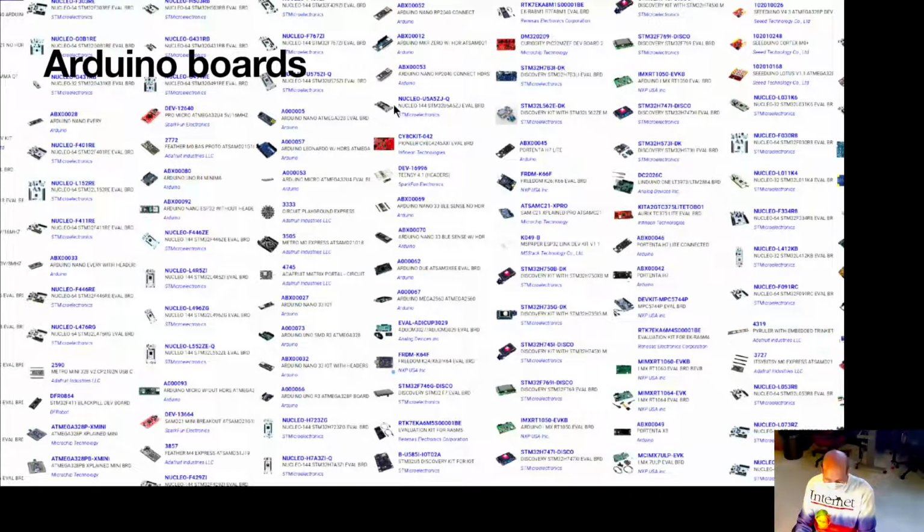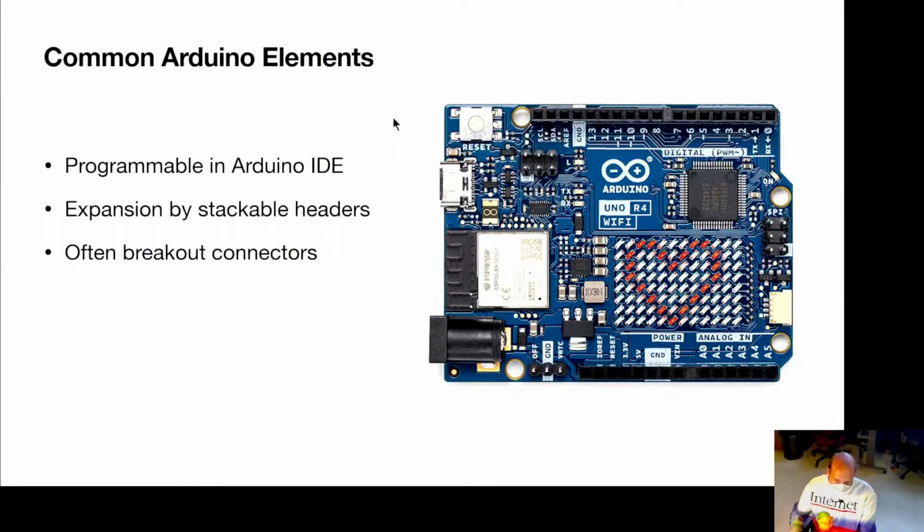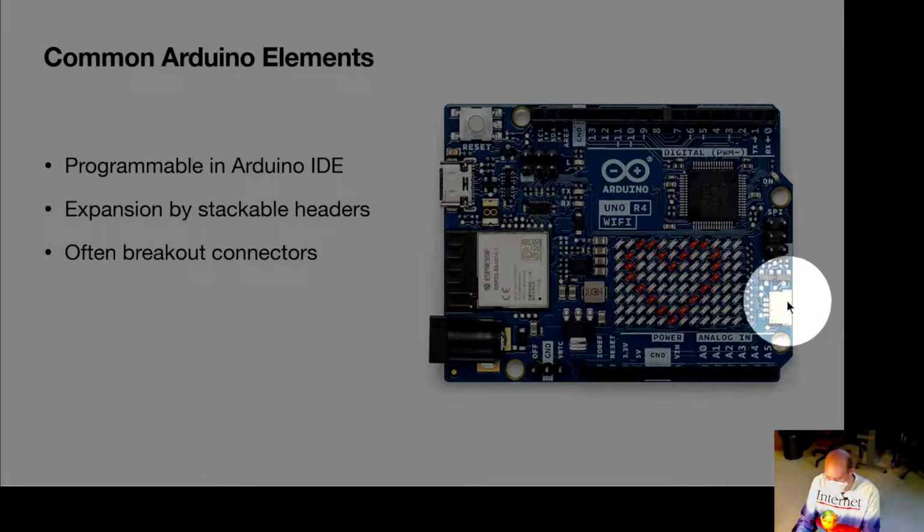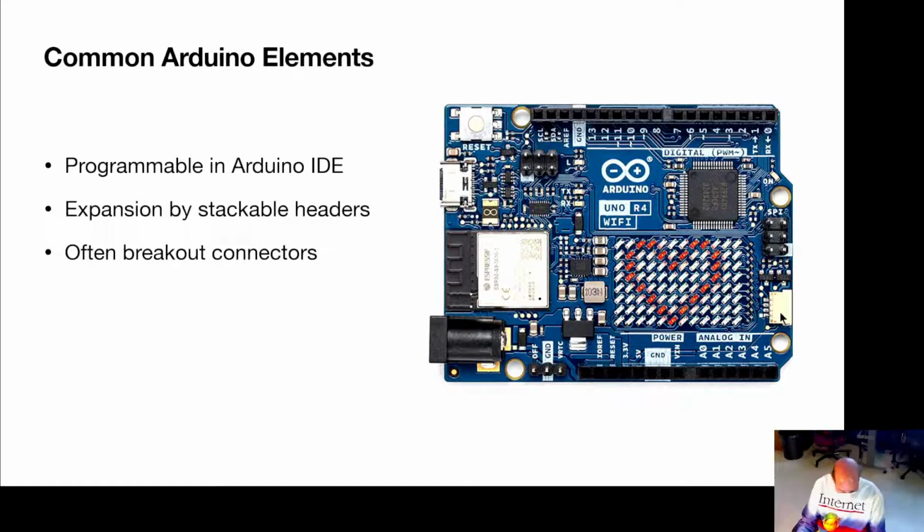And I'm going to start with a quick introduction to Arduino. So there's a huge mess of Arduino boards that you can search for. They all have a bunch of common elements that are not universal on every single one of them, but common across many of them. You program them in the Arduino IDE software. They often have stackable header connections that you can plug additional boards onto, and often they have breakout connectors. So for example, here on the side of this new Arduino Uno R4, there's a connector you can plug sensors into to communicate with them.